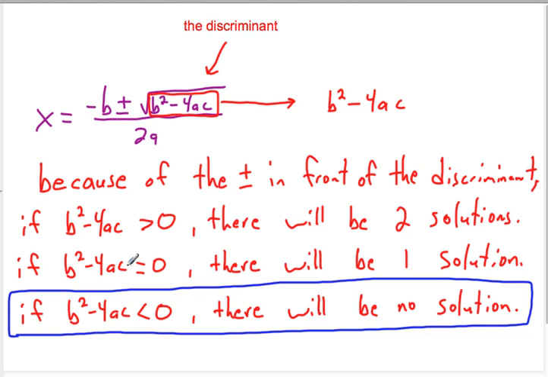Well, if b squared minus 4ac equals 0, there will only be one solution because plus or minus 0 is the same thing. And then if b squared minus 4ac is less than 0, there will be no solution because you can't have the square root of a negative number. So in that case, we have no solution. So that's really helpful when you're trying to solve a problem. If you notice that this is negative right off the bat, you can stop there and say no solution. Otherwise, you will have to actually find the other solutions or solution.